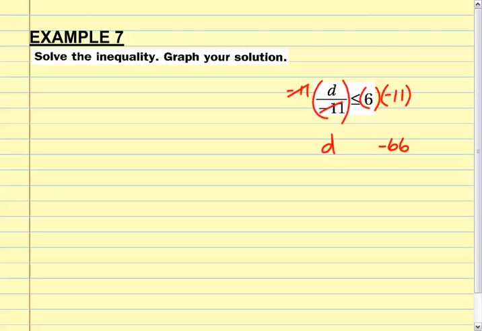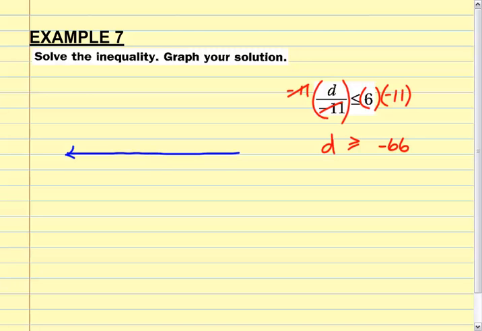But remember, I've multiplied both sides by a negative. That means I have to flip the inequality. It's now pointing in the other direction. All right, d is greater than or equal to negative 66. Okay, now let's go about graphing this.